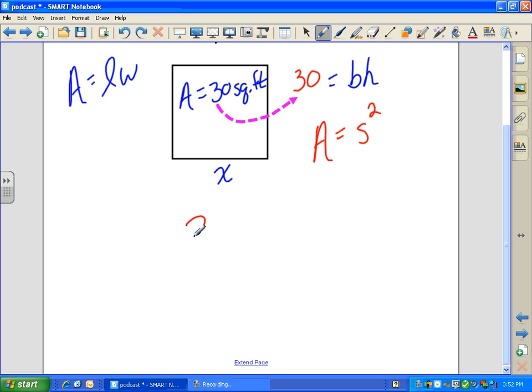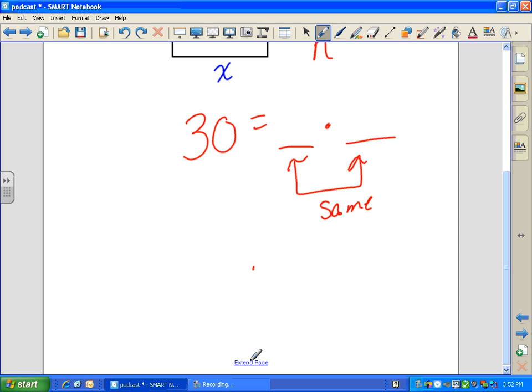So I need two numbers. One's my base and one's my height that I can multiply together to give me 30. But these numbers have to be the same. Why do they have to be the same? Because it's a square. So the easiest way to solve this problem would be to take your handy dandy calculator and do the square root of 30. Drum roll, please. And that gives you 5.47722255, plus 10 bears.